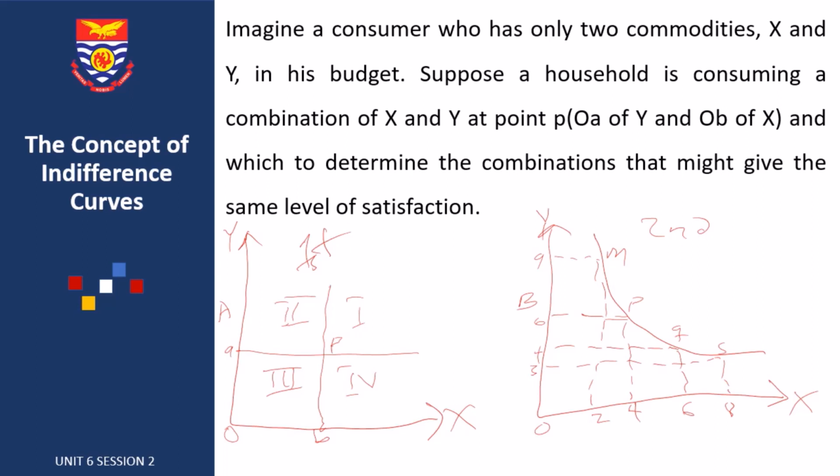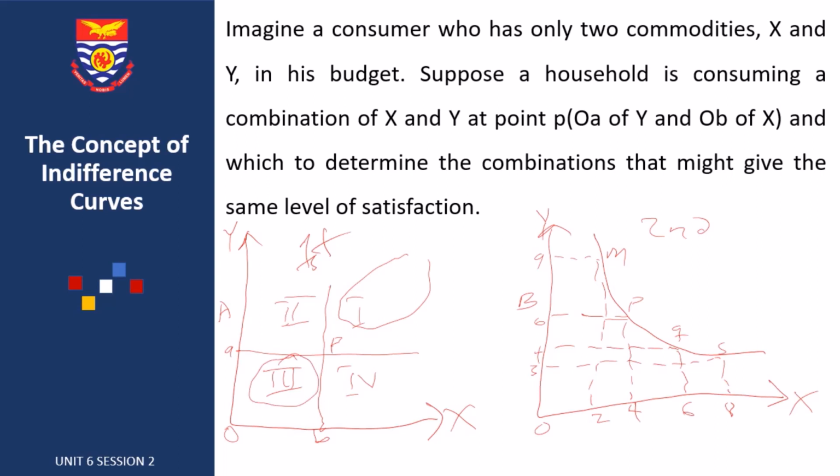So clearly, combinations of X and Y in the first quadrant, that is quadrant I, contain more of both X and Y. At this part we have more of X and Y, and then consumers will be better off. Similarly, combinations of X and Y in quadrant III contain less of both X and Y. So less of both X and Y. None is higher than the other here. And here consumers may be worse off.